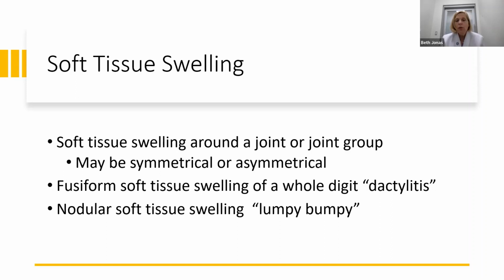So soft tissue swelling around a joint or a joint group may be symmetrical, or it may be asymmetrical. So it may occur on both sides or on just one side. There may be fusiform soft tissue swelling of a whole digit. Sometimes we call that dactylitis or sausage digit. Or there may be nodular soft tissue swelling, sort of lumpy, bumpy, scattered soft tissue swelling. And you want to just describe what you see.